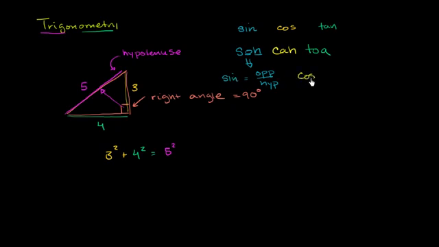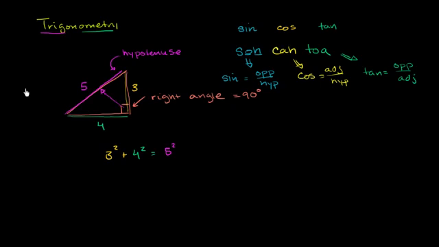Then cosine is equal to adjacent over hypotenuse. And then you finally have tangent. Tangent is equal to opposite over adjacent. So you're probably saying, hey, Sal, what is all this opposite, hypotenuse, adjacent? What are we talking about?